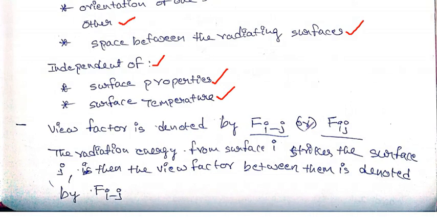View factor is generally denoted by Fij, Fi hyphen j, or Fij shortly. This represents the radiation from surface i that strikes surface j. When the radiation leaves the surface i and strikes the surface j, then the view factor between the surfaces i and j is denoted by Fij.